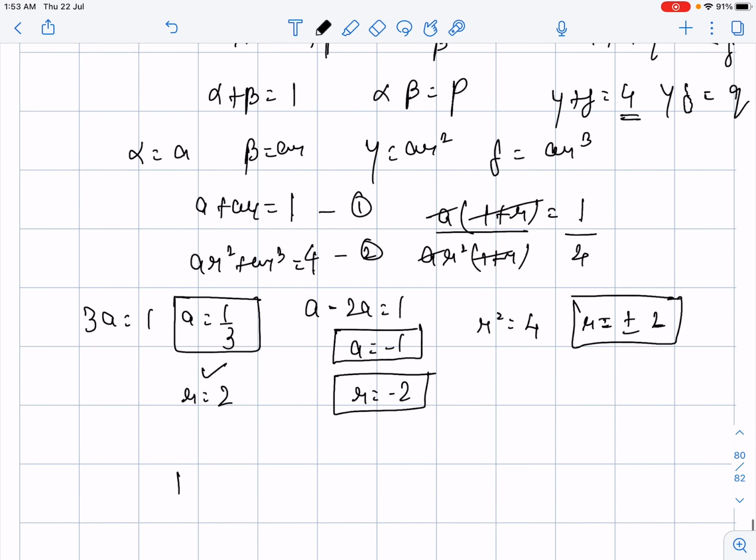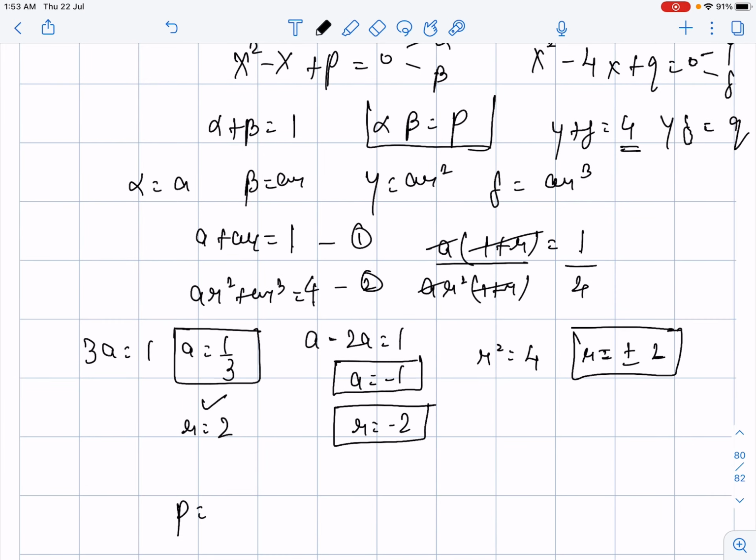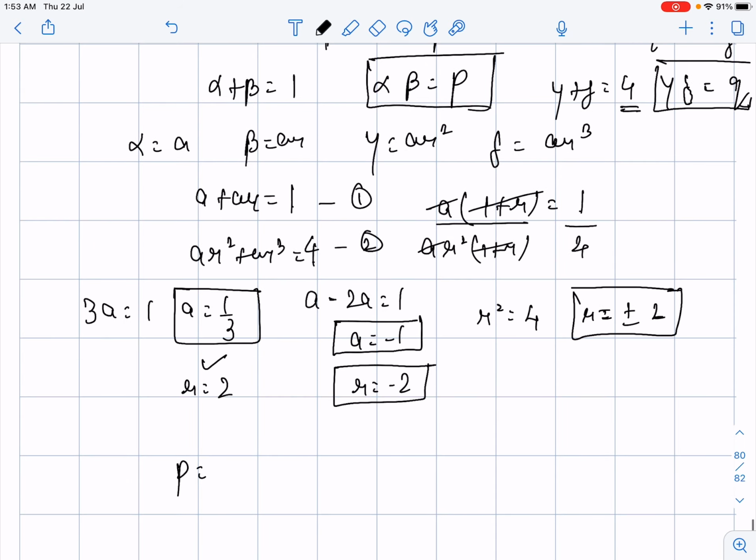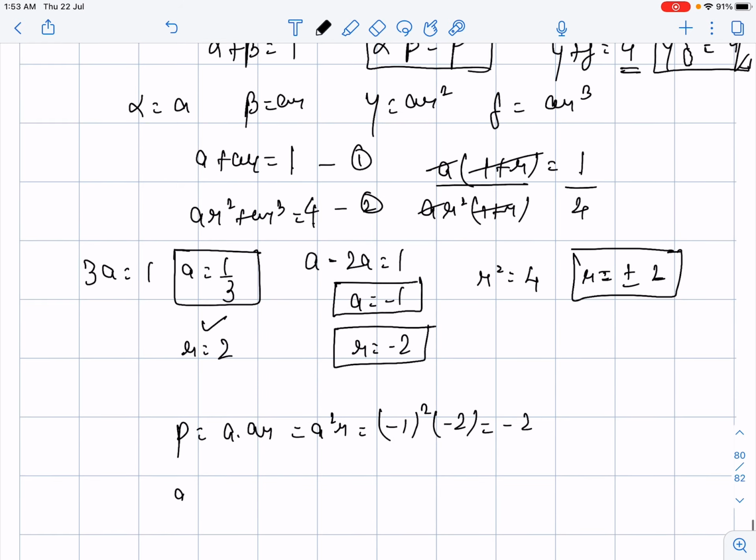Now we want the value of p and q. So what is the value of p we are knowing? That is alpha dot beta. Can you see over here alpha dot beta is p, and over here gamma dot delta is q. So alpha dot beta will become a dot ar, that is a square r. A square means minus 1 the square multiplied by minus 2, that is minus 2. And the value of q will become ar square multiplied by ar cube, that is a square r to the power 5, that is minus 1 the whole square multiplied by minus 2 to the power 5, that is minus 32. And they are the only integral values of p and q.